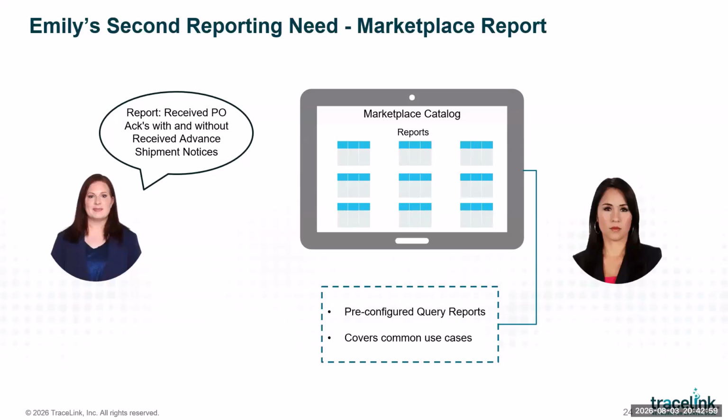Emily needs to understand whether sent purchase orders have been acknowledged by suppliers and whether those acknowledged items are progressing toward shipment. For example, Emily may see that a supplier acknowledged a purchase order, but no related advance shipment notice, or ASN, has been received yet. That might be expected if the order is not ready to ship, or it could indicate a delay that requires follow-up with the supplier.